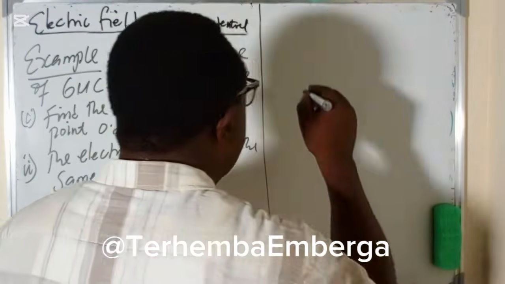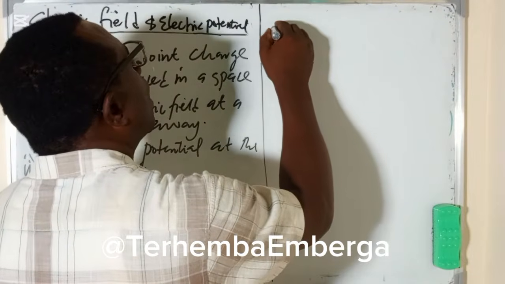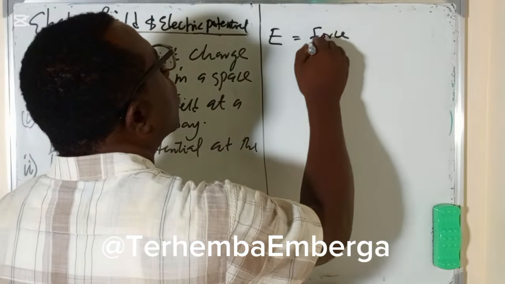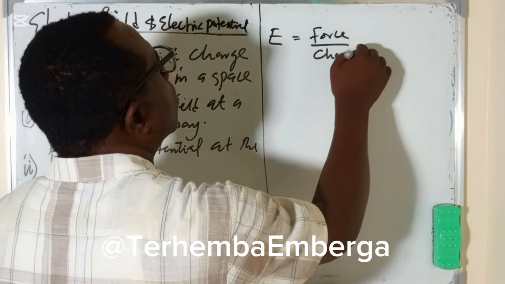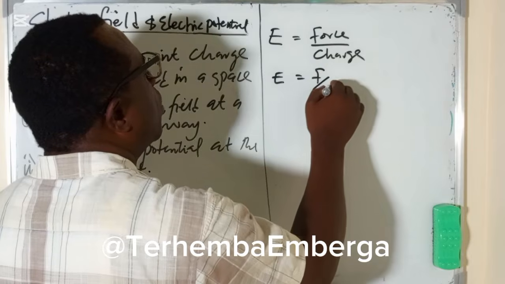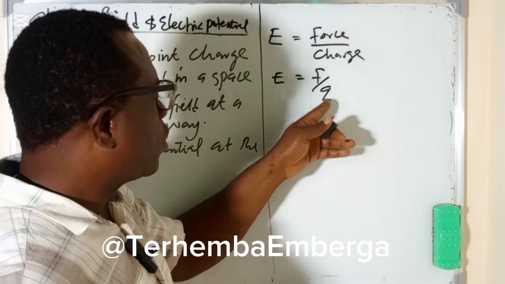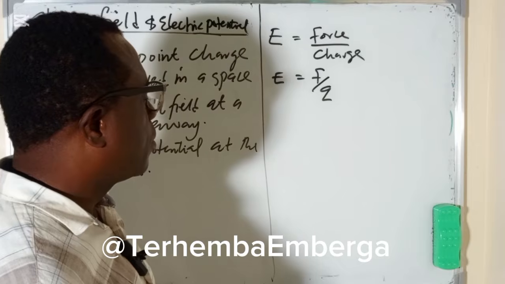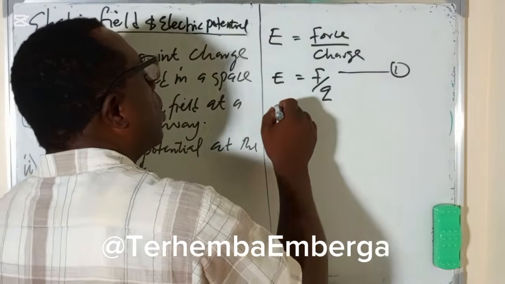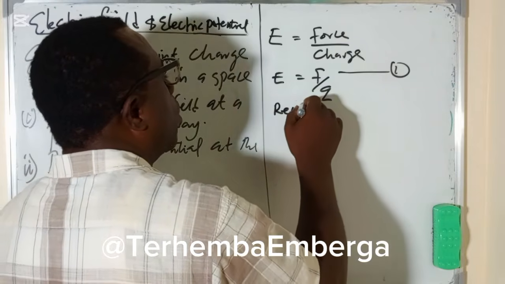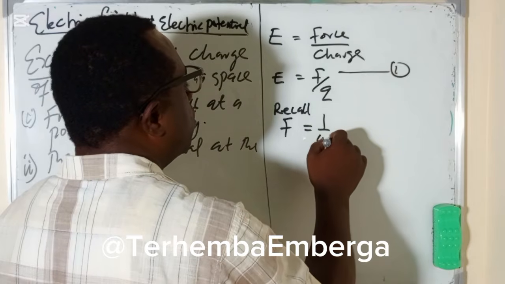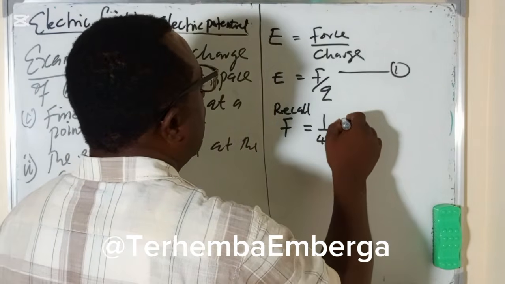So, mathematically, we can define electric field E as the force on a unit charge, which we can say that E is equal to F all over Q. Electric field is a force per unit charge. If this is equation 1, recall that the electric force, which is also called the Coulomb's force, is defined as this.